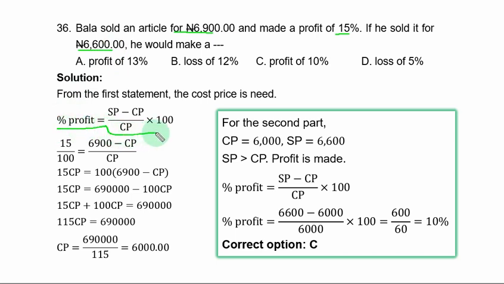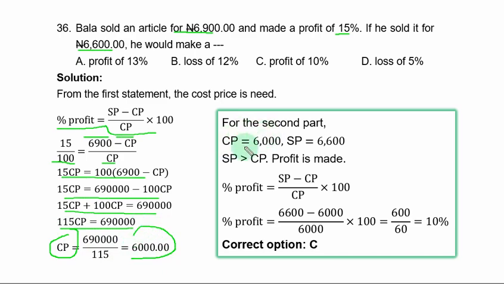From the first statement, the profit in percent is 15. If you convert it from percent, you have 15 over 100. Selling price is 6,900 minus cost price over cost price. If you cross multiply, you have this result. If you open the bracket, you have this result. If you collect like terms, you have this result. After addition, you have this result. Divide both sides by 115 to get the cost price to be 6,000 naira.